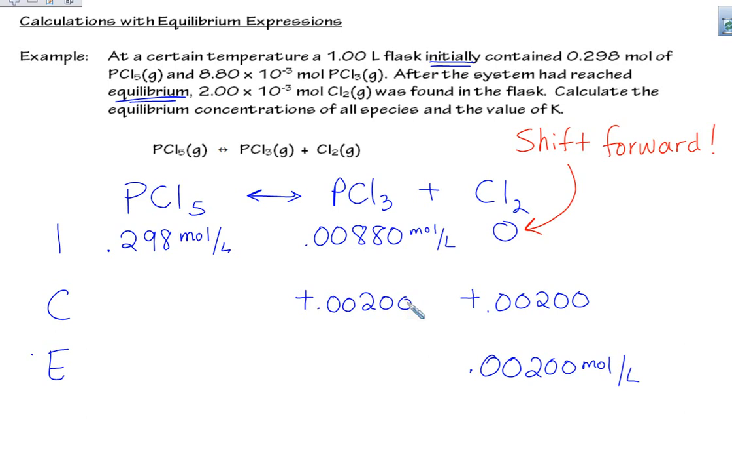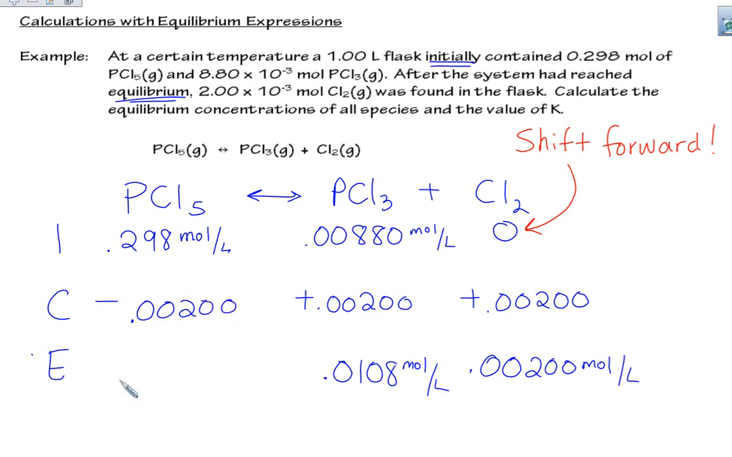So all you do is add. We're shifting forward. We'll take our initial plus the change, and we'll say at equilibrium, this is 0.0108 moles per liter. Well, that wasn't so bad. Okay, so now if we're shifting forward, the reactants are going to go down. And again, since it's all one-to-one ratios, we're going to decrease by 0.00200.